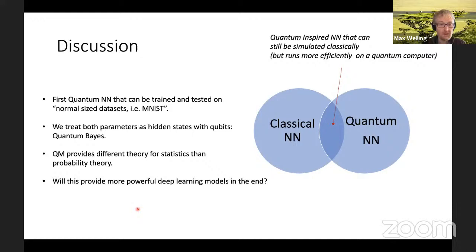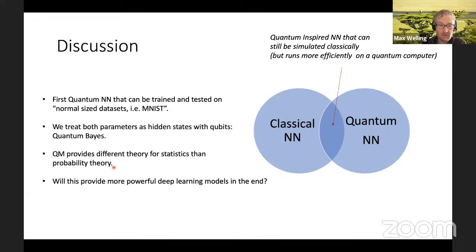So we treat parameters and hidden states all with qubits. And so in some sense, you can think of this as quantum Bayes. You can make this more precise. In fact, you can write down Bayes' rule in quantum language. And so the whole thing is very precise. And basically what we're doing is quantum Bayesian learning.